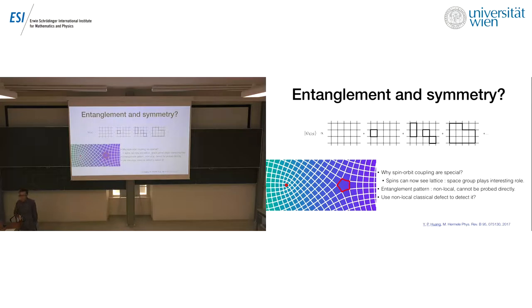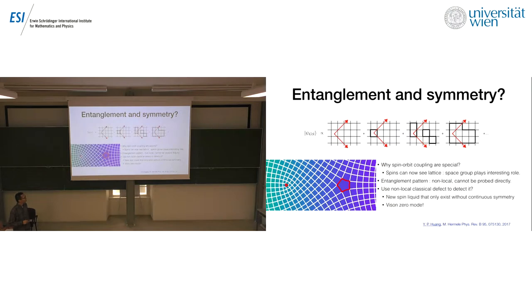where, through spin-orbit coupling, spin can now notice the lattice structure. So those loops can now transform in a different way under the space group symmetry and the unsigned symmetry, which is the Z2 symmetry. It turns out that one can use some interesting non-local classical defect to detect partial information of the entanglement pattern of the loops. How does that work? For example, consider this square lattice. It's a bipartite lattice, so all the closed loops must be of even length.